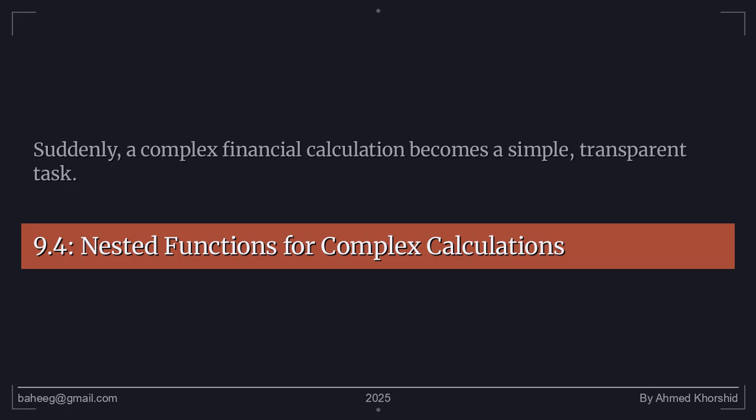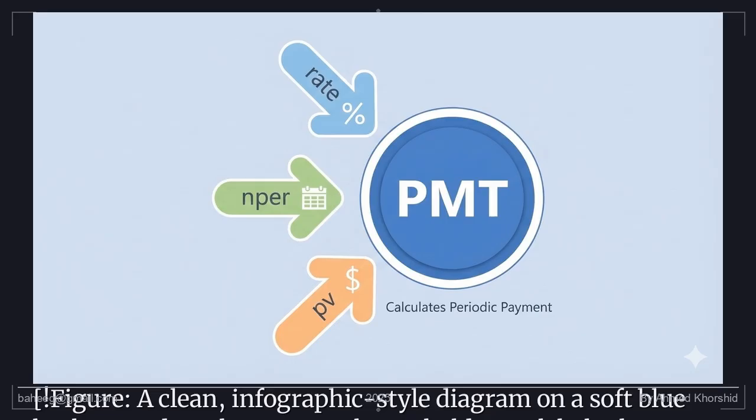9.4. Nested functions for complex calculations. Figure: a clean, infographic-style diagram on a soft blue background. In the center, a large, bold PMT label. 3 arrows point toward it, each labeled with one of the key arguments: rate with an icon of a % sign, NPER with a calendar icon, and PV with a $ sign icon. The overall style should be professional and educational, like a slide from a corporate training presentation.